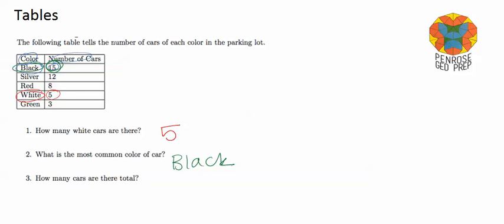Finally, we want to know how many cars there are total. Now we don't care about color, we just want to count the cars, but we can still use our table to help us. Our table tells us how many cars we have of each color. So if we add up how many cars we have of each color, we should get the total number of cars in the parking lot, unless there were any invisible cars that day. So take a moment to pause the video and add up the number of cars from the right column and see if you can figure out the total number of cars.